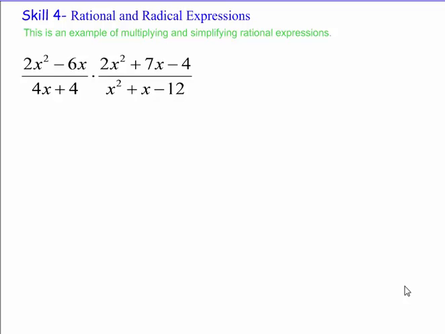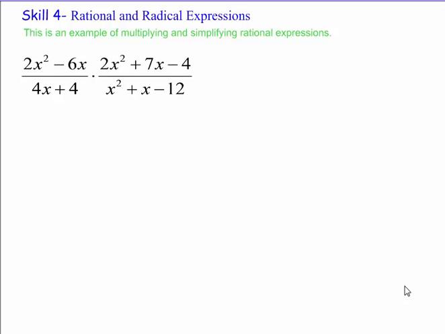This is skill 4, rational and radical expressions. And when we look at this, what we're doing is we're multiplying two fractions. And when you multiply two fractions, you don't need a common denominator. All we really want to do before we multiply this big old mess is try to simplify it first. And in order to simplify, we have to factor.